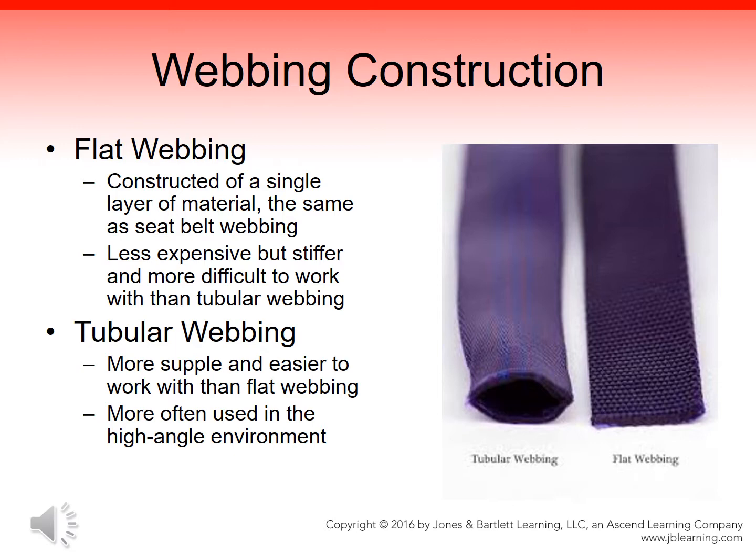Flat webbing is constructed of a single layer of material, the same as seatbelt webbing. It's less expensive but stiffer and more difficult to work with than tubular webbing. Tubular webbing is more supple and easier to work with than flat webbing. It's more often used in the high angle environment.